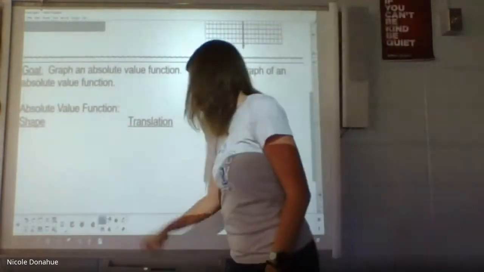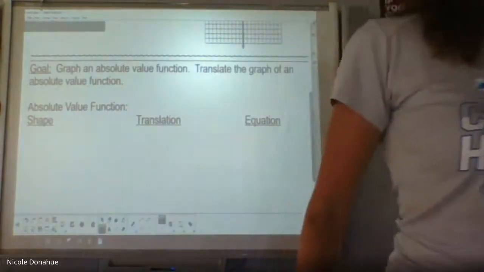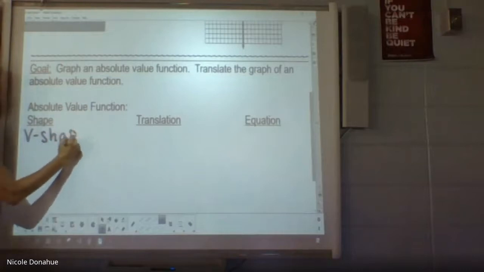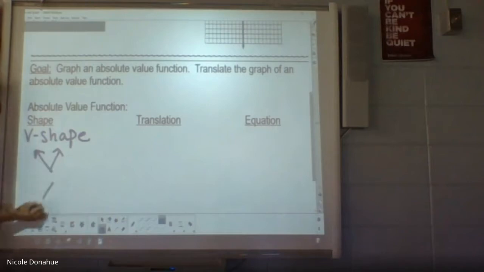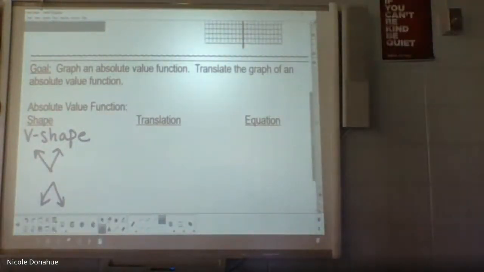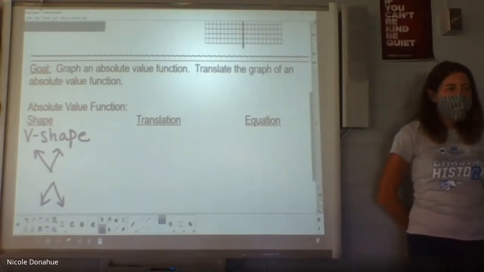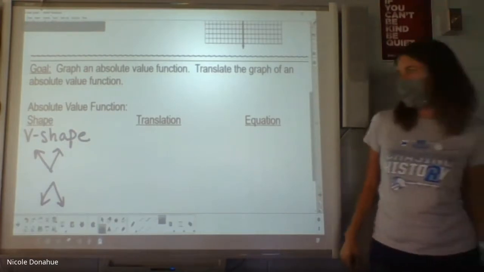So the shape of an absolute value graph is either an upright V or an upside down V. So it has a V shape to it. So not that U shape that we're used to with parabolas, but a V shape. So it can either be up or down. And what we're going to learn is the graph can either go up or down, left or right, and it can get skinnier and wider, kind of like a parabola can.